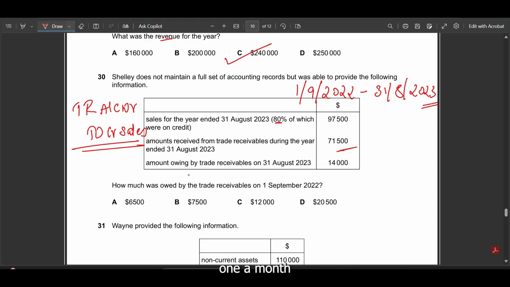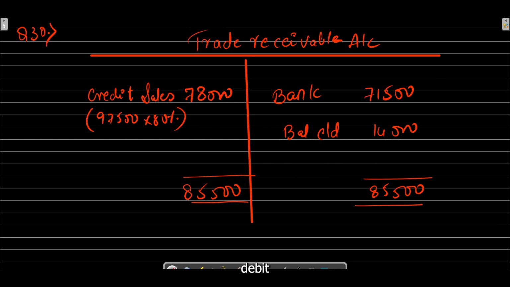Okay, and the last one, amount owing by trade receivable as on 31st August. This is nothing but the money which they have to pay. So this is the opening balance of the next year. As you all know, this 14,000 will be a debit balance in the next year. That's the reason this would be my opening balance. Balance brought down would be over here. Hence in the current year this would be recorded on the credit side. So technically this is nothing but my debit balance.